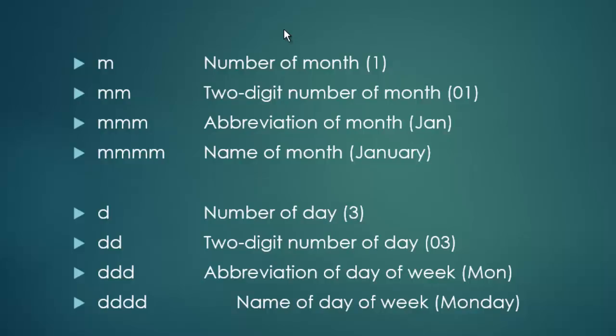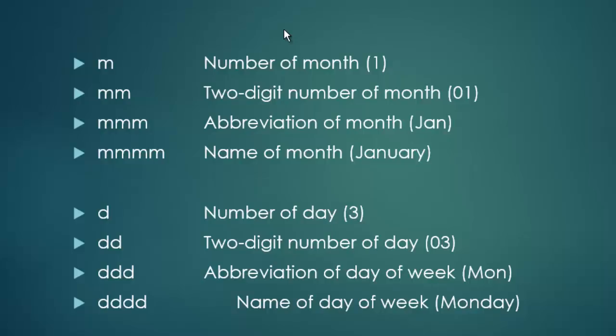So if it's January, that would put a 1 in our formatted date. If there are 2 M's, it'd put a 2-digit month, so 01. 3 M's would be a 3-letter abbreviation for the month, Jan, and 4 M's would be the name of the month, January. So lowercase m's, these will all be lowercase for the month, day, and year. Lowercase m's for the month, the more you have, the longer the piece of information is that ends up in your formatted string. So 1 is the shortest, 2 is a little bit longer, 3 is a 3-letter abbreviation, and 4 is the full name.